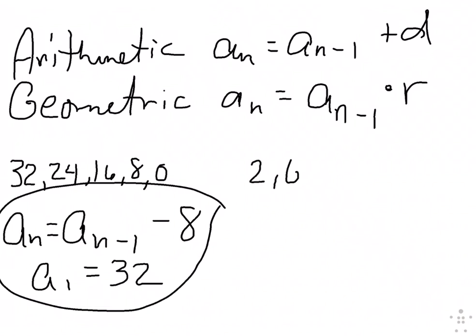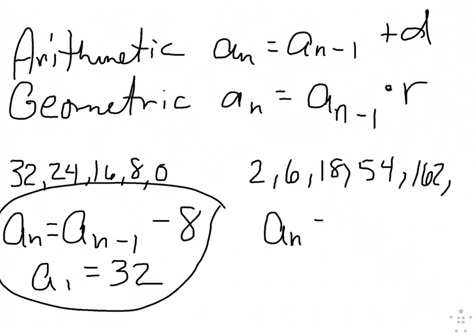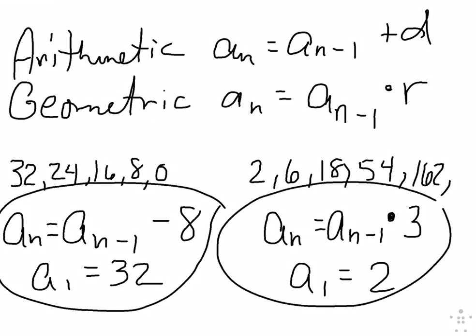13 says 2, 6, 18, 54, 162. What's this one doing? Multiplying. So that's geometric. So a sub n equals a sub n minus 1 times, what did you say it was multiplying by? 3. Good job. And what number does it start with? 2. So if you're dividing by 3, in the front? As long as you have the a sub n minus 1, I'd be all right with that.